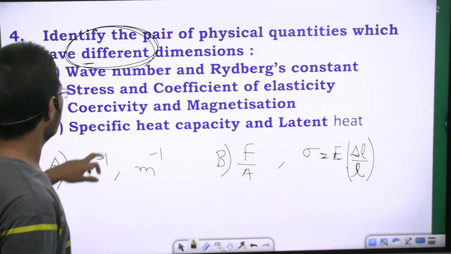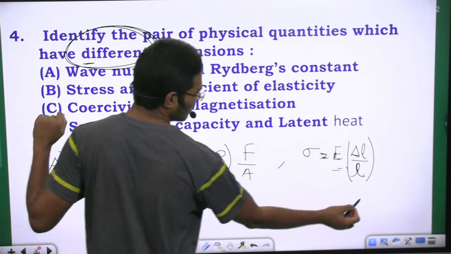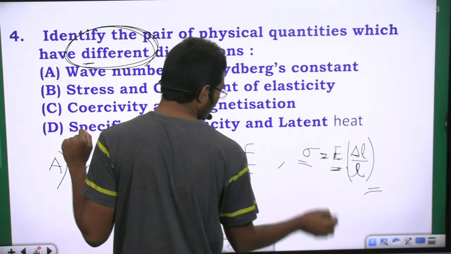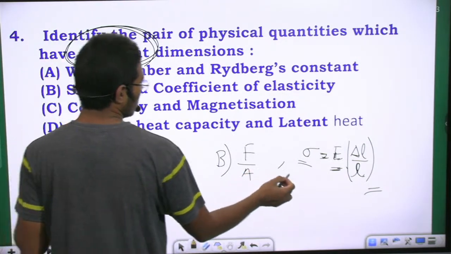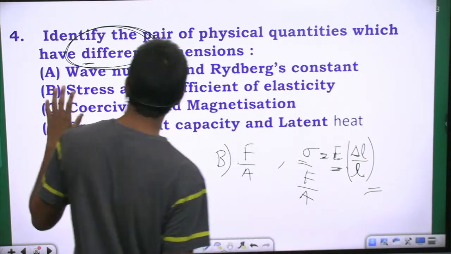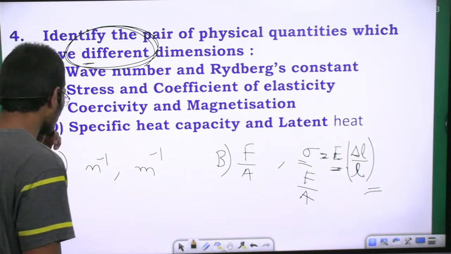So the coefficient of elasticity. What are the units of strain? No units. So the coefficient of elasticity will have the units of stress. So what are the units of stress again? Stress is F by A. So again the same units. Coercivity and magnetization will also have the same units.